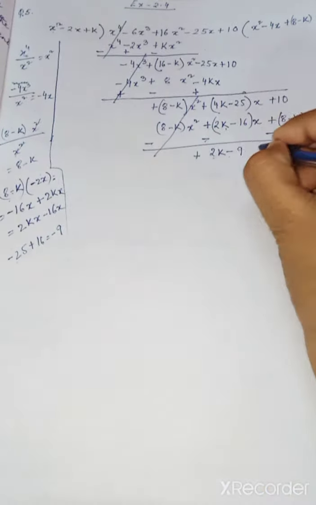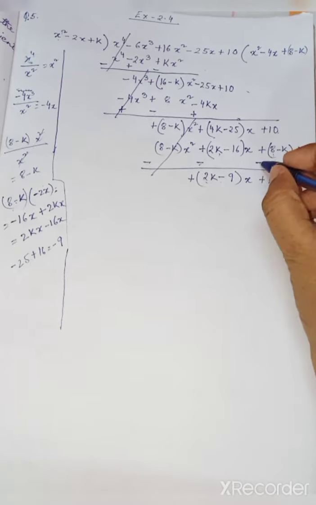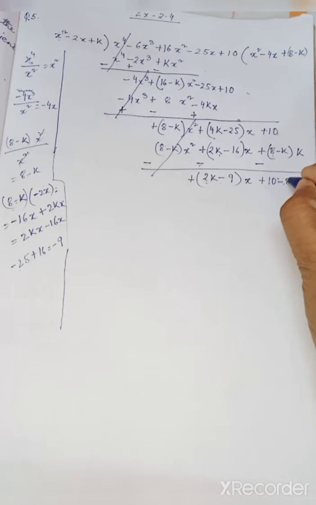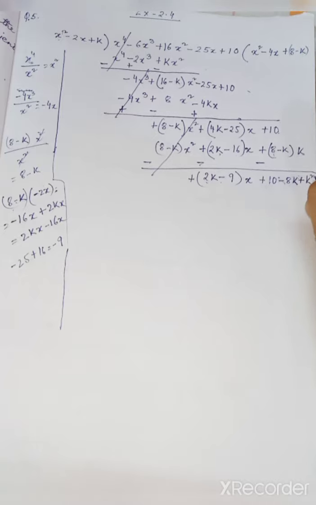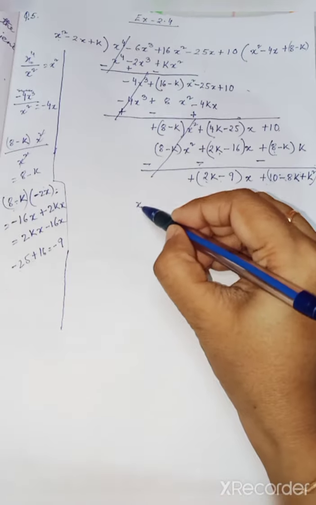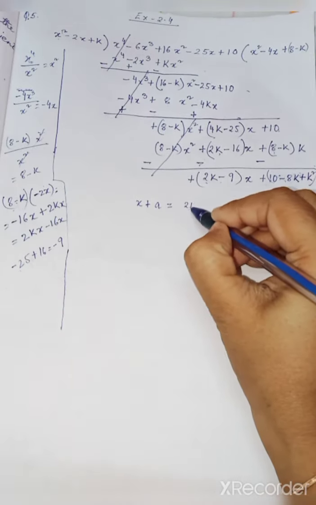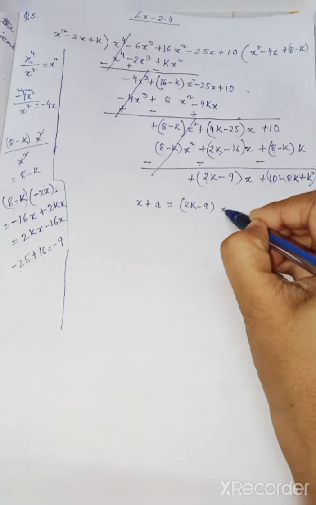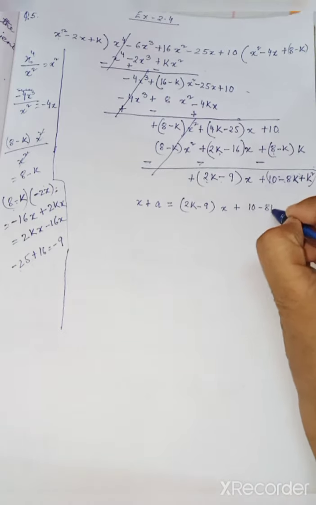So 2k minus 9 into x. Then the 10, minus 8k, and minus minus plus k square. These things, as a constant term, we will get as a remainder. But according to the question, the remainder should be x plus a. Here we are getting 2k minus 9 into x plus 10 minus 8k plus k square.